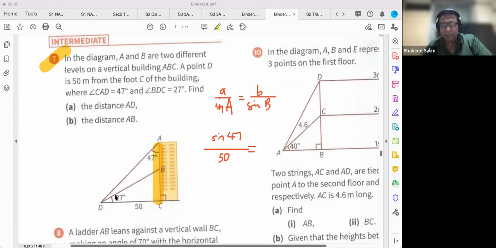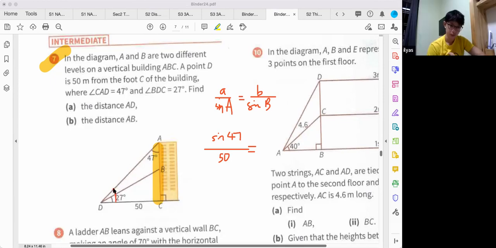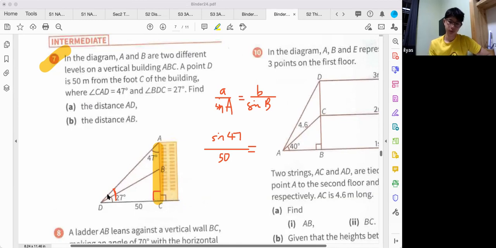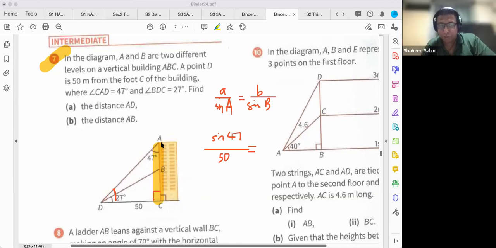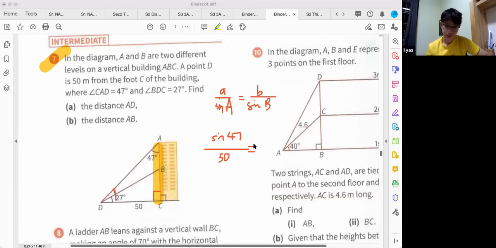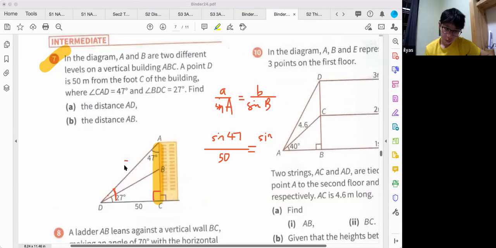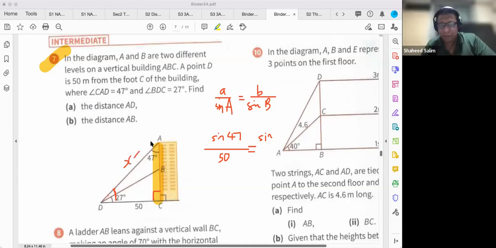47 here, is it? Okay, why don't you just go straight to this one? First of all, this is not 47. This one is 90 degrees, right? So 180 minus 90 minus 47, this is 43. So you want to put sine 43. You don't want to find straight. You see there's this angle also, and the opposite we call this x. You want to find x, right?